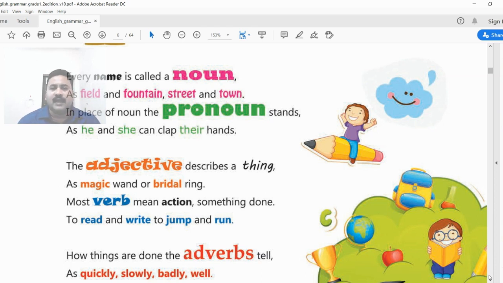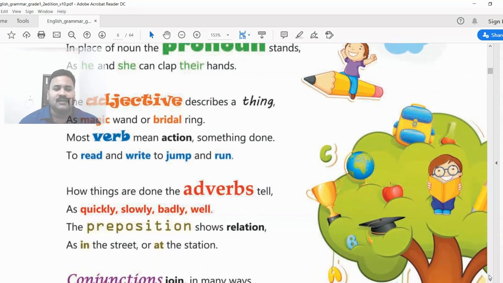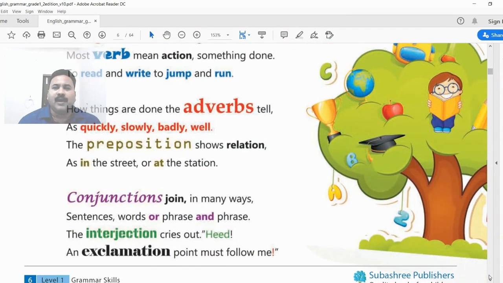So it is called an adjective. And you all know that a verb is action. Action words are called verbs, like reading, writing, jumping, running. So these are the action words. They mean action. How things are done, the adverbs tell us, as quickly, slowly, badly, well. The preposition shows relation, as in the street or at the station.